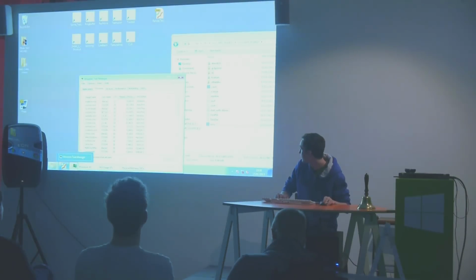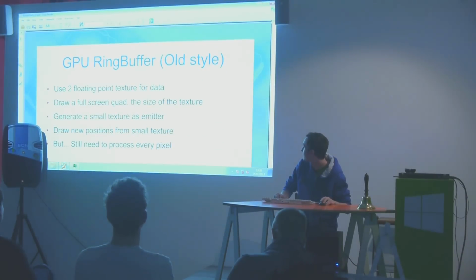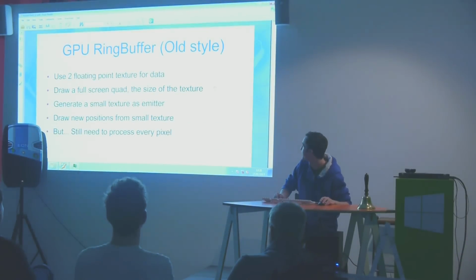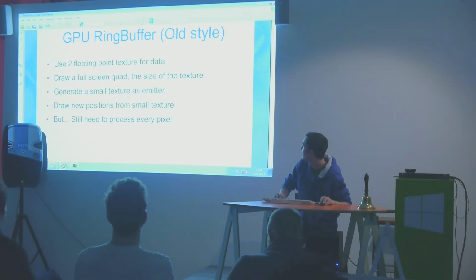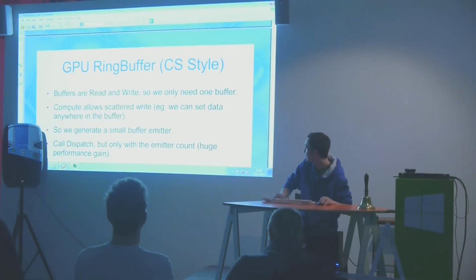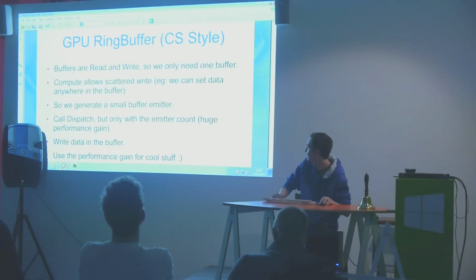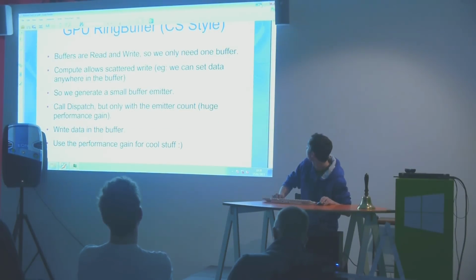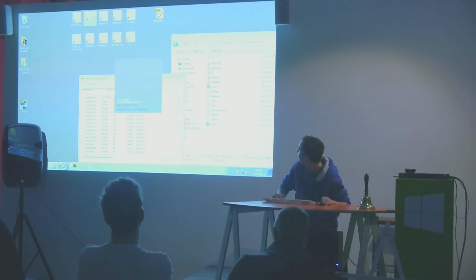Now I'm going to show this one, which is a bit fancy. It's a ring buffer. Before, you had to use a texture, draw everything, and process every pixel, every frame, every object. The problem with pixels is you can't tell where to write; you can only process. Whereas with a buffer you can do a scattered write. So that's a little ring buffer example.